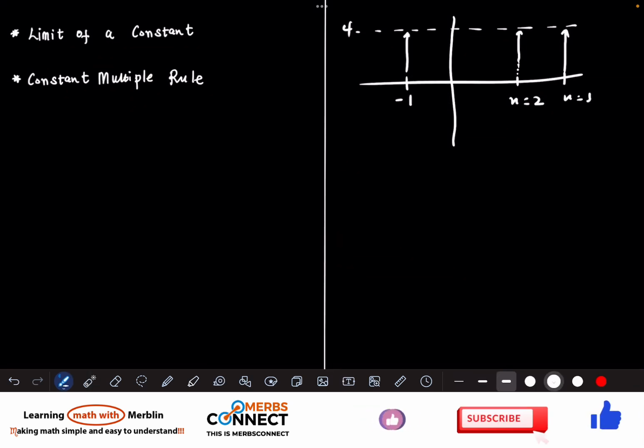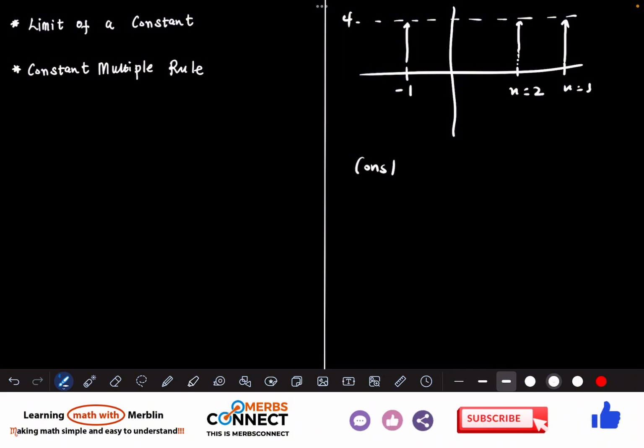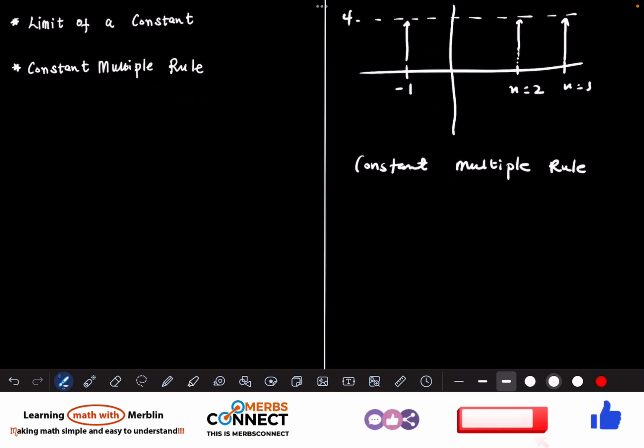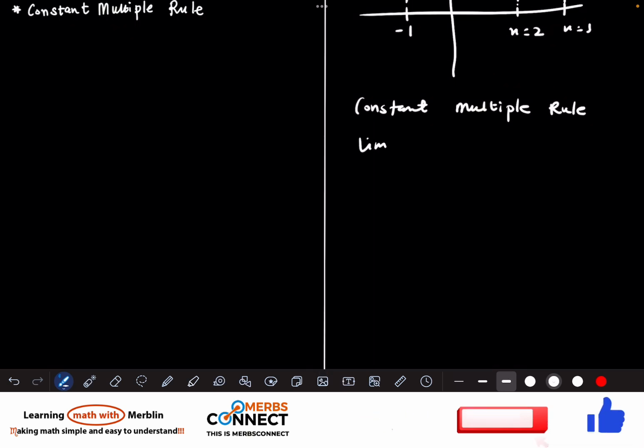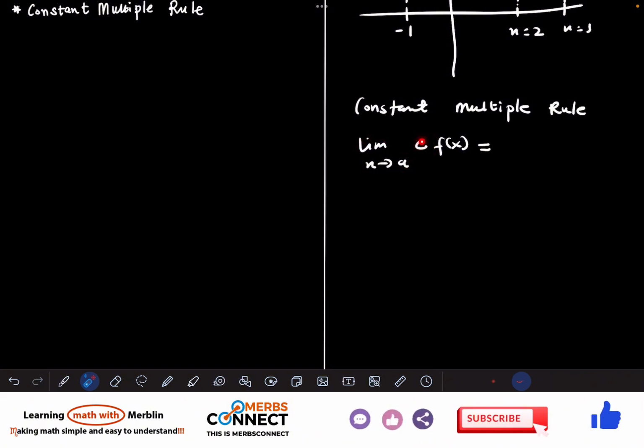Now let's look at the next one, which is the constant multiple rule. So now we know the idea of a limit of a constant. When we are talking about the constant multiple rule, this is what we are trying to say. We want to find the limit as x is approaching a of a constant c times f of x, a function which depends on x, and this is how we are going to write it. We saw that a constant does not depend on the limit, so we can bring it outside the limit, which is going to give us c times the limit as x is approaching a of f of x.